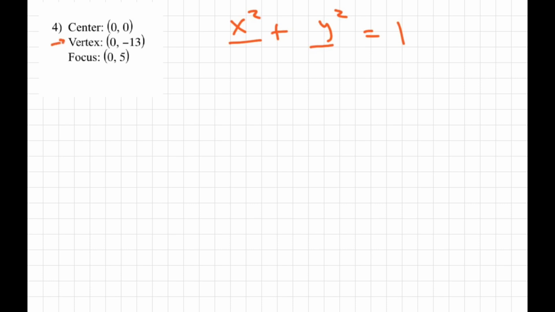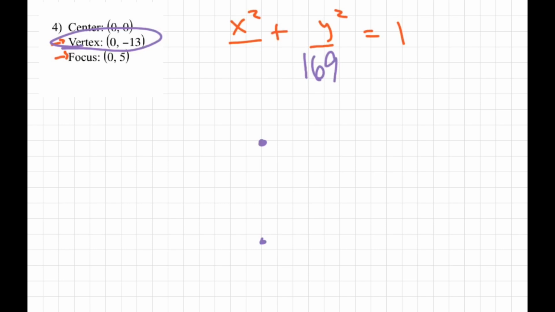I'm given one vertex and one focus, which really is just as helpful as if I'm given two of them. The vertex is at 0, negative 13. So if this is my center and 0, negative 13 is down there, then my major axis, because that's a vertex, is going to be 169 for the a squared or b squared. And in this case, it's going to be under the y because it's a vertical line. 0, negative 13 is on the y-axis.